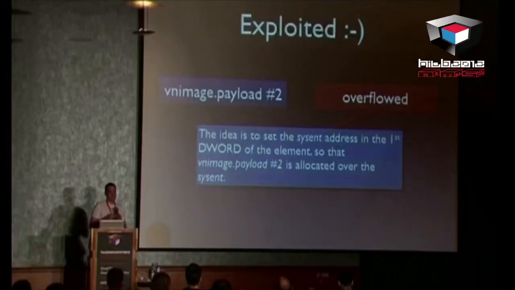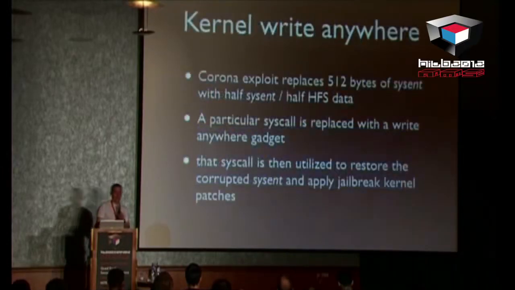So, the idea now is to set the sysint address, the table of different syscalls, in this overflowed data, so that the first D word in this element points to a syscall we want, and what will happen is that we'll override the syscall table with our data. So we're pretty close to a kernel exploit here.